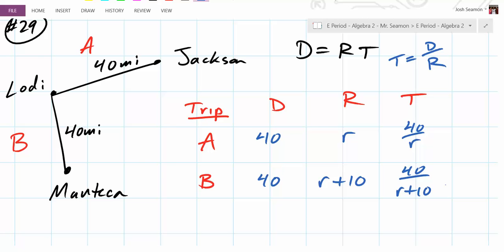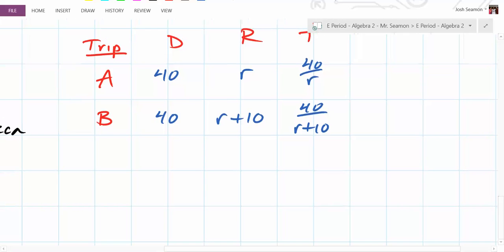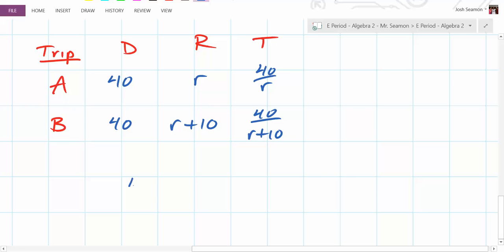The question then says, driving time for the entire trip was 88 minutes. So all that equals 88. Can you be more specific than all that? 40 over r plus what? 40 over r plus 10 is equal to what? 88. You have to be very, very careful at this point.